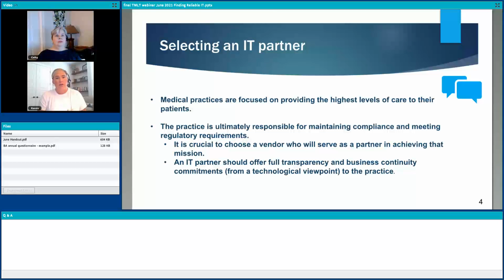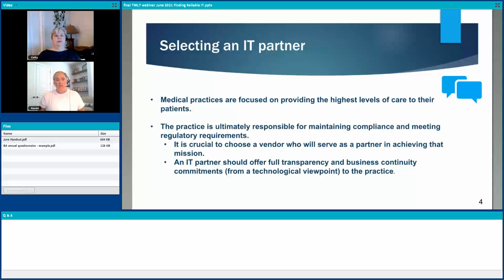So when selecting a partner, we know that your medical practices are focused on providing the highest levels of care to your patients. And so selecting a partner is really important. Ultimately, the practice is responsible for maintaining compliance and meeting regulatory requirements. So again, it's really vital that we pick a partner to achieve that mission.